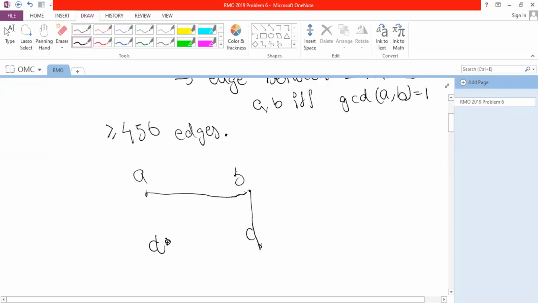I'll repeat this part. So what we want is 4 integers a, b, c, d, such that GCD a, b is 1, so there's an edge between a, b. And GCD b, c is 1, so there's an edge between b, c. GCD c, d is 1, so there must be an edge between c and d. And GCD d, a is also 1, so there is also an edge between a, d. So what we want is a cycle of length 4. Or in short, a 4 cycle.